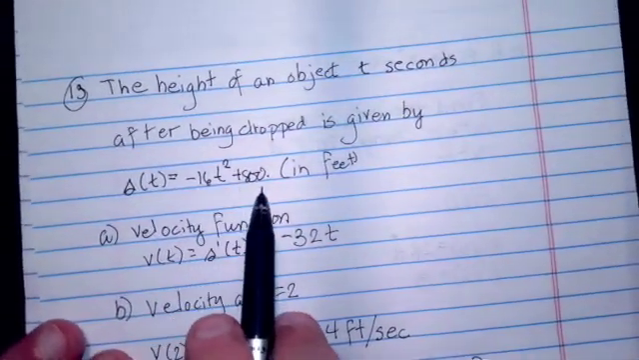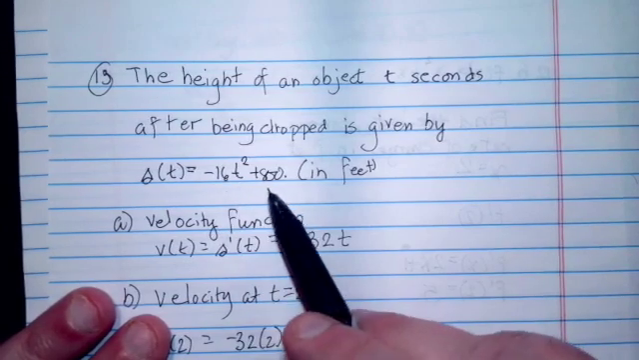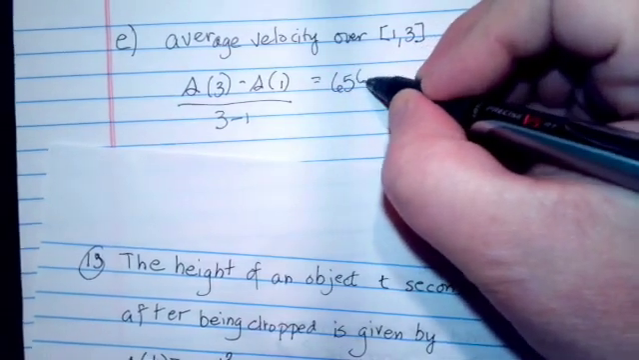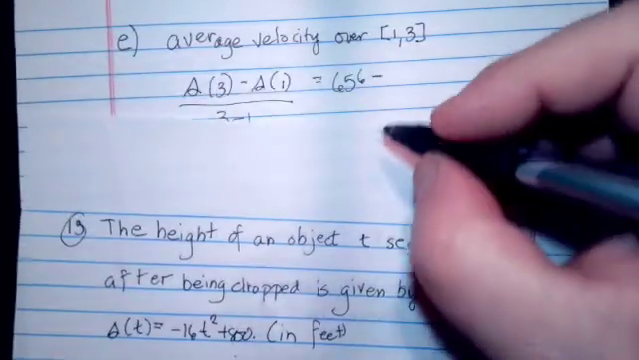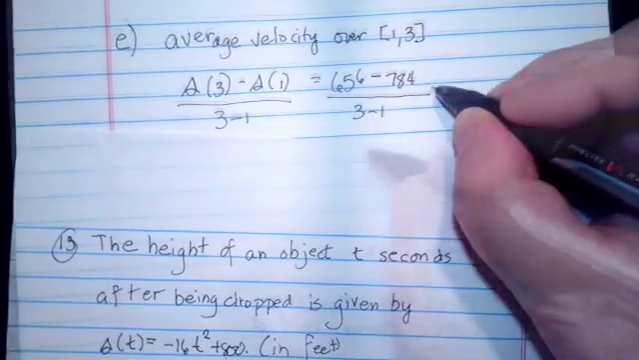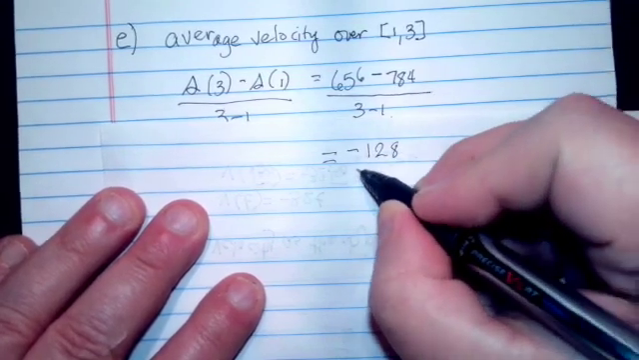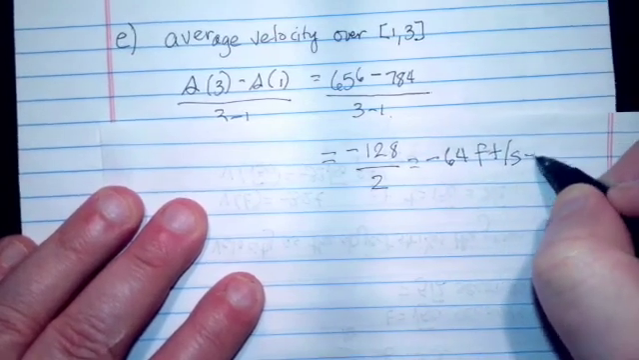Now you remember what s is. s is negative 16t squared plus 800. So let's see, when t is 3, this is going to be negative 16 times 9, that's negative 144, plus 800 is 656, I think. And at 1, it's going to be 800 minus 16, which is 784. And then we'll have 3 minus 1 here. Let's see, that's going to be negative 128 over 2, which is negative 64 feet per second.